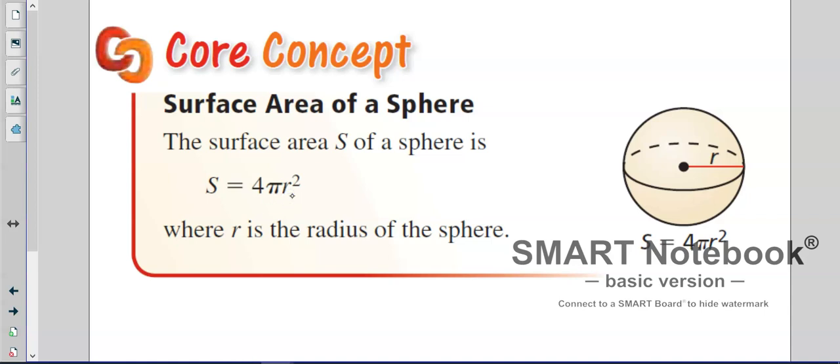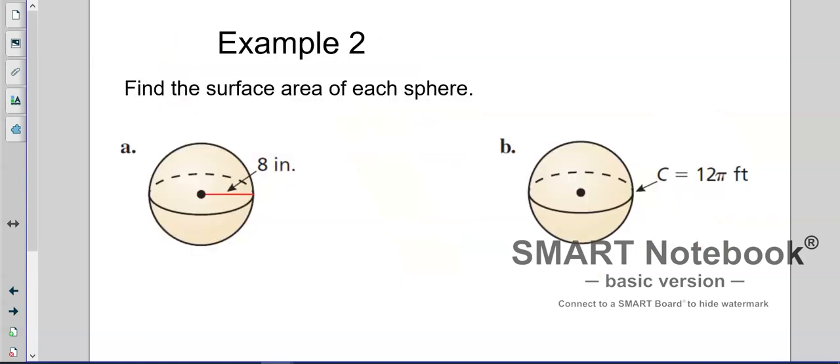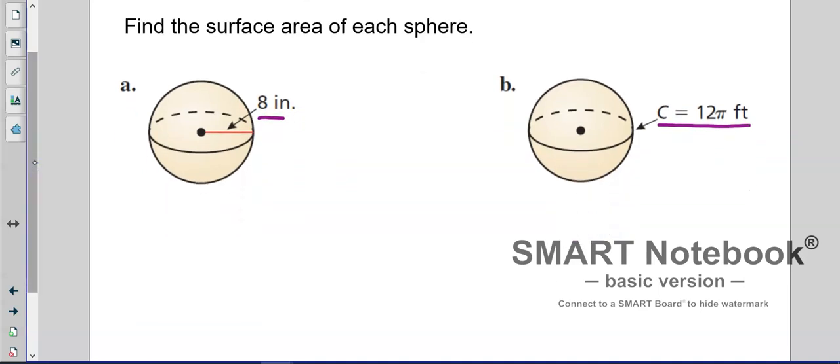Notice pi r squared is the area of a circle, okay? And when you just take the area of a circle, multiply by 4, you get the surface area of the sphere. So if you think about it, there's a circle right here in the middle. Whatever the area of that is, you multiply by 4, and it's the surface area of the sphere. So find the surface area of each sphere. So notice the difference. Here we're given a radius. Here we're given the circumference. Okay, so we're going to handle those a little bit differently.